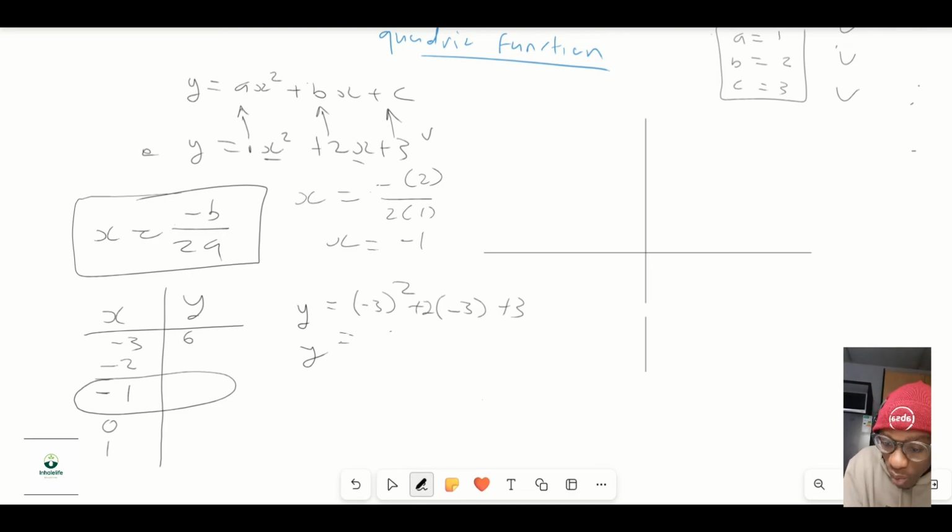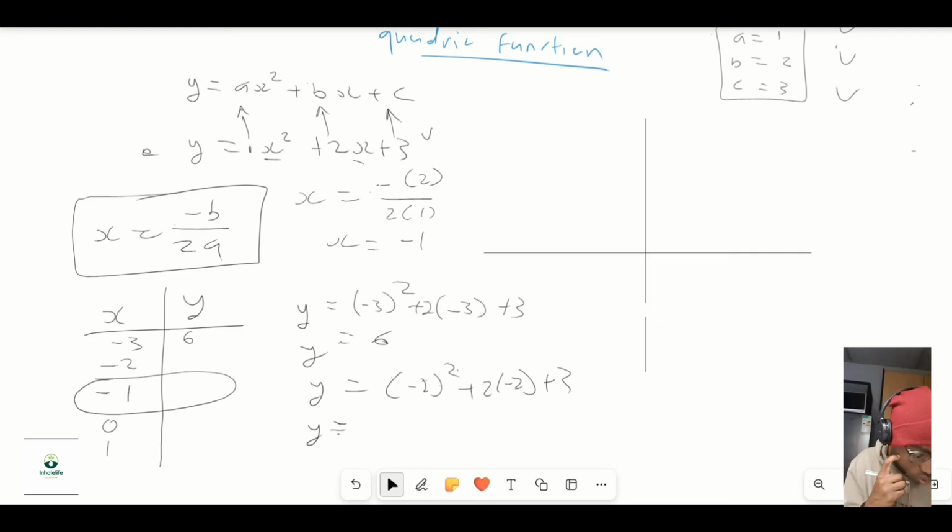Then you move to the next one. The next one is y equals negative 2 squared plus 2 times negative 2 plus 3. So again, you put this. Okay, let me just write it properly, sorry.